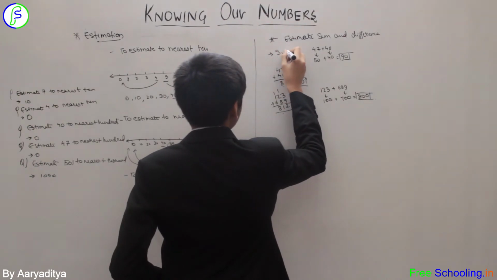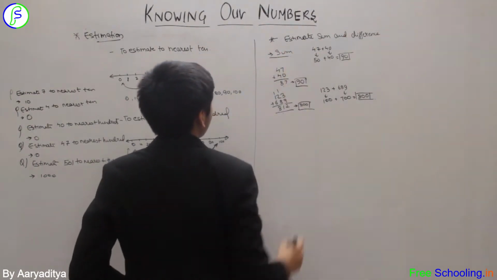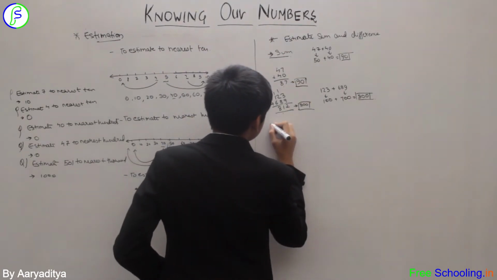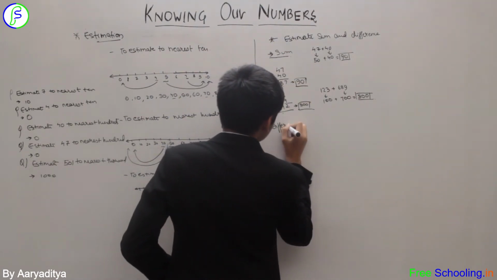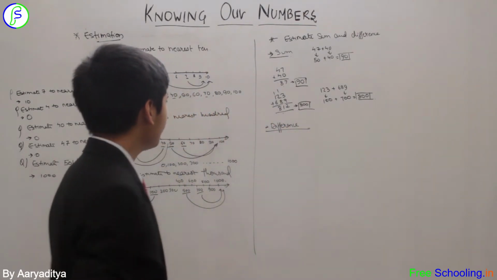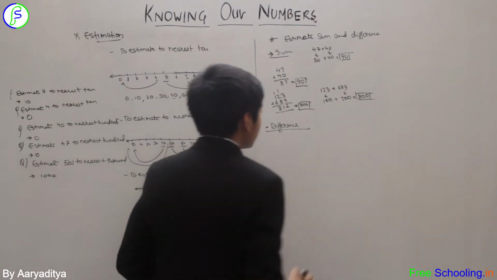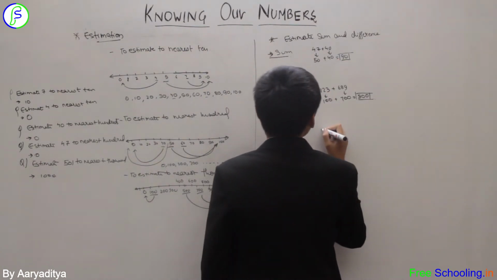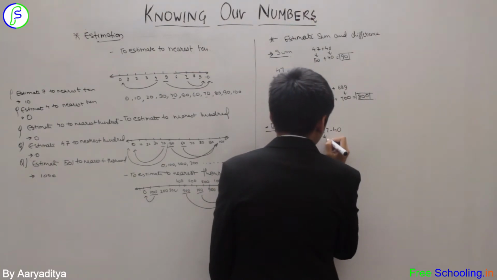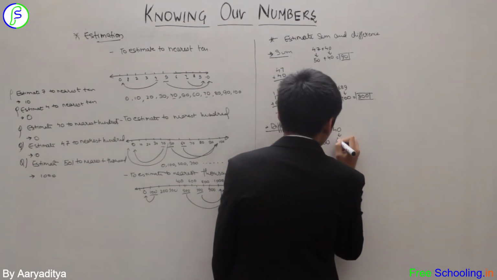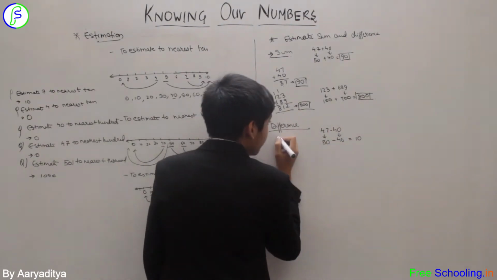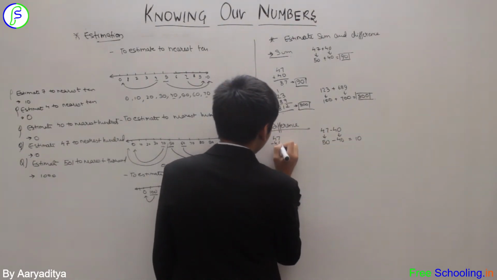Let me just write it out. Okay, now let's do it for difference. So how to deal with this one? Not a great task. Let us take the above examples only. 47 minus 40. Again estimating them, this becomes 50. This becomes 40 itself. Getting an answer 10.